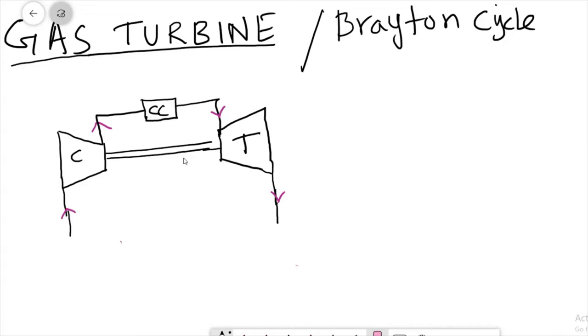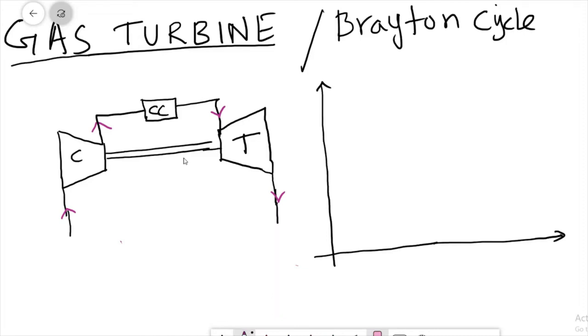For the simple or closed gas turbine, let us see the PV diagram so that we can understand it better. In the PV diagram, we have different processes. Let us take this as 1, this as 2, this as 3, and this as 4. From 1 to 2, we call it isentropic compression. Then from 2 to 3, it is constant pressure heat addition. From 3 to 4, it is isentropic expansion.